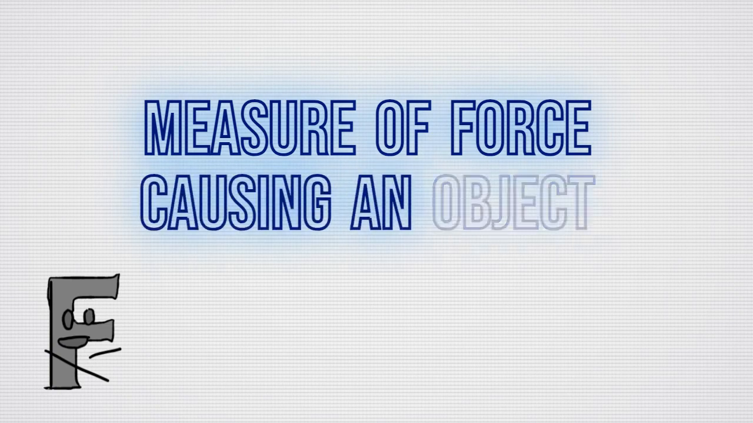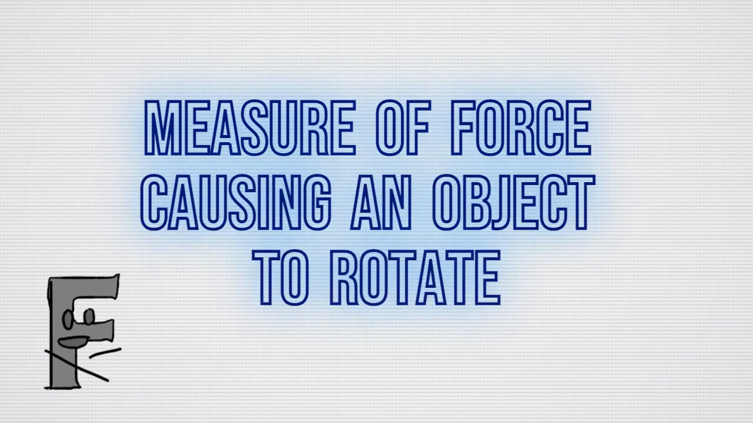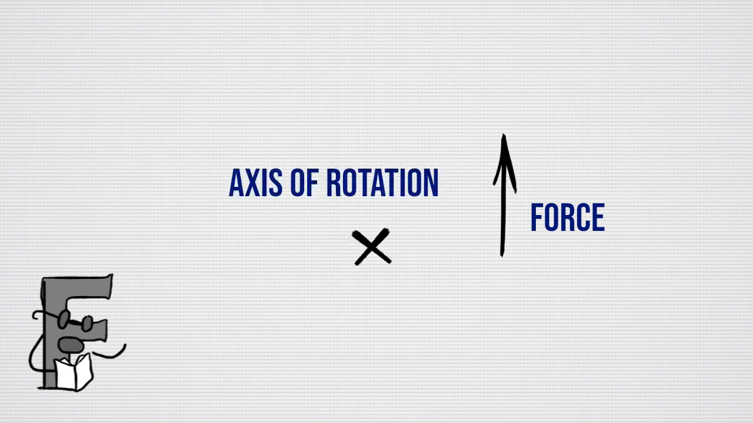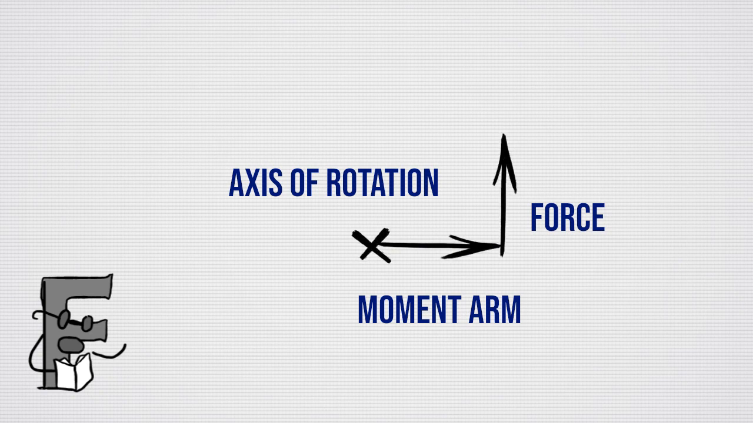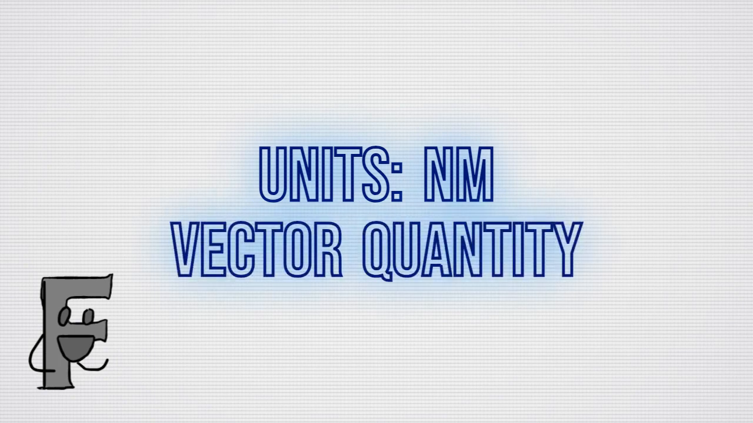Where to begin? Torque is the measure of force causing an object to rotate around an axis, acting as a rotational version of linear force, holding similar rules and principles. For torque to be in action, it requires a force, an axis of rotation, the point on which the system is being rotated, and a moment arm, the distance from where the force is being applied to the axis of rotation. The units are newton meters.